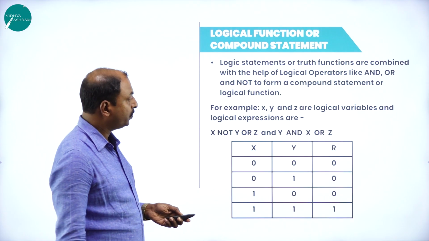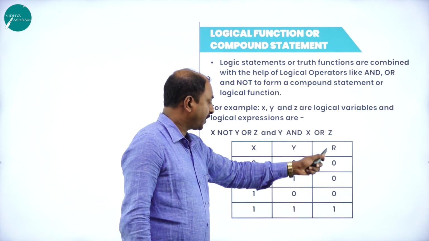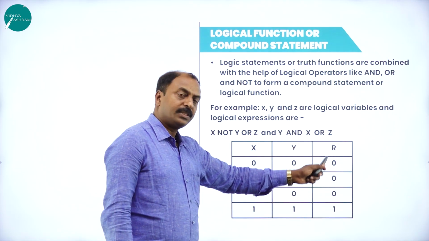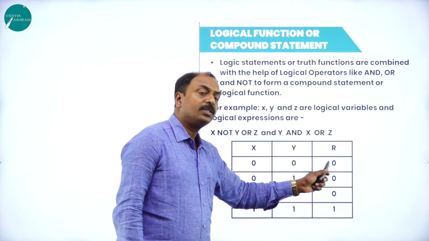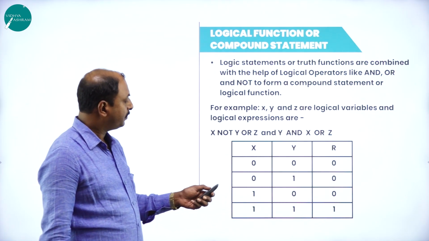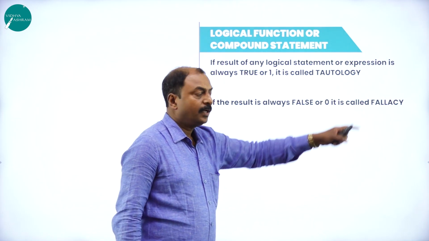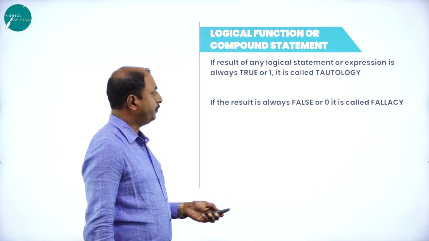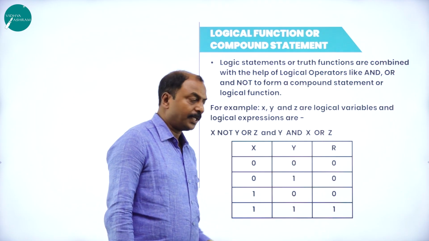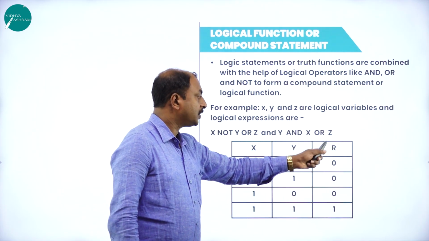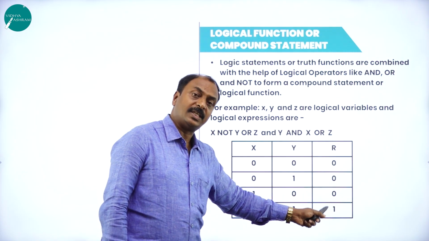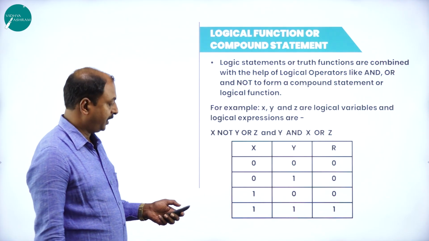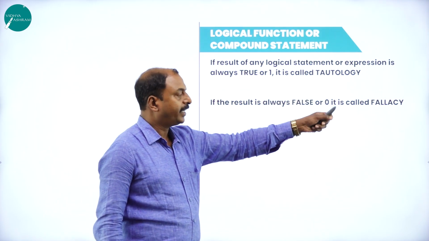What is the meaning of always true? In this truth table, all the values of the result column must be true. I repeat once again, in any truth table, if all the values in the result column are equal to 1, then we term it a tautology. And what is a fallacy? If the result is always false or 0. Looking at the same truth table, the last column must have all values equal to 0. Then that truth table is called a fallacy. So this is the definition of tautology and fallacy.